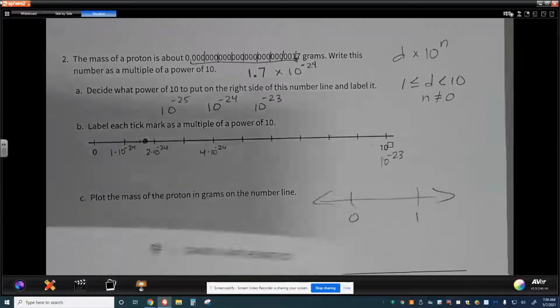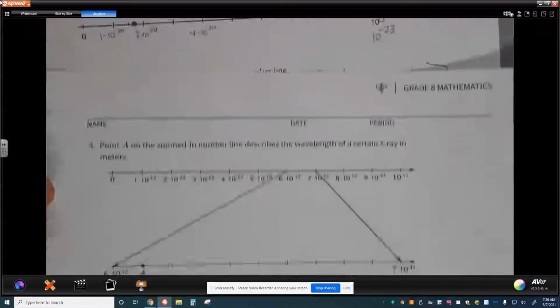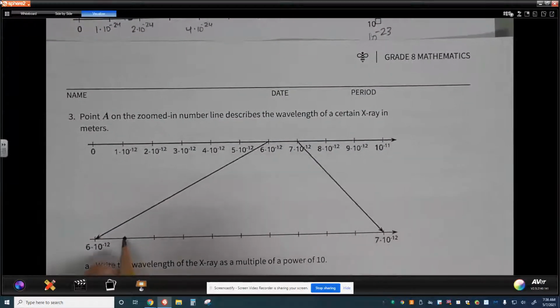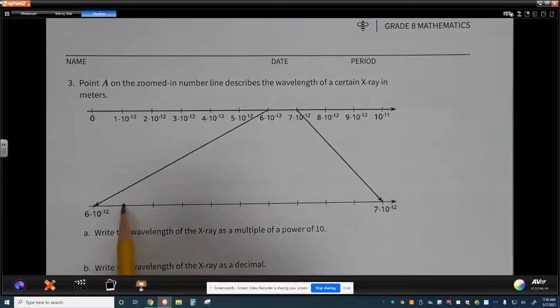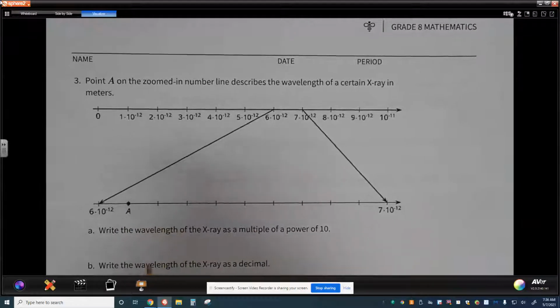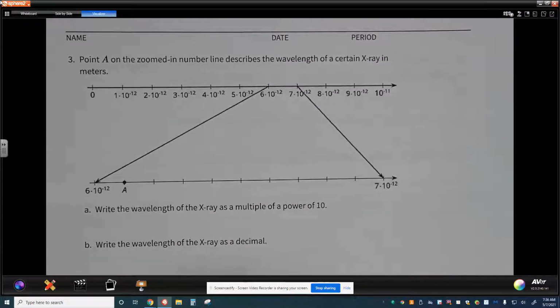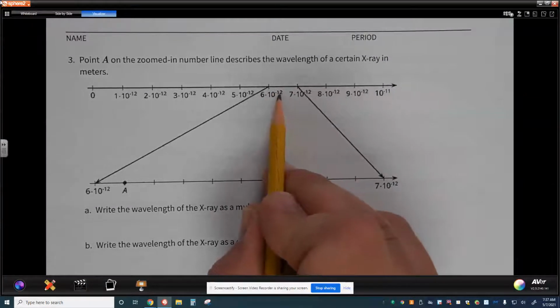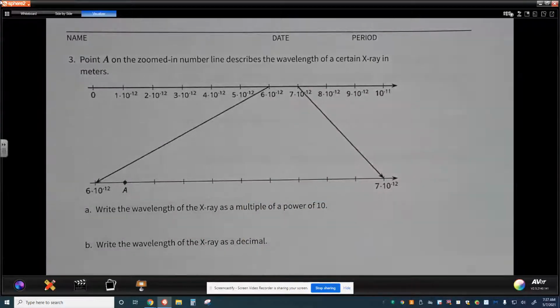As we look into this, our next step says plot A on the zoomed in number line, where the point A on the zoomed in number line describes the wavelength of a certain X-ray in meters. Write the wavelength of the X-ray as a multiple of a power of 10. Well, we're looking at a value that is really, really small. In fact, 12 place values less than 0. So we've multiplied by 1/10, 12 times.